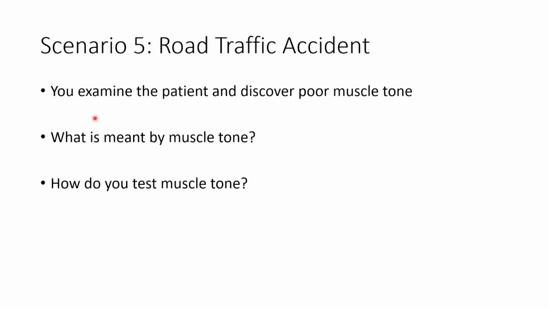Okay, so you examine the patient, you discover poor muscle tone. Oh, okay, what does that mean? What's the definition for muscle tone? There's many different ways to define this. A simple way to say it is the passive partial contraction of muscle at its resting state. And this makes sense because if you feel your muscles, there's a certain background or baseline level of contraction that you have, and it's passive.